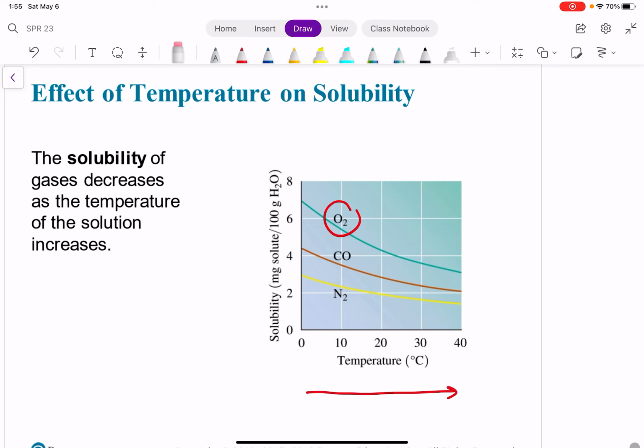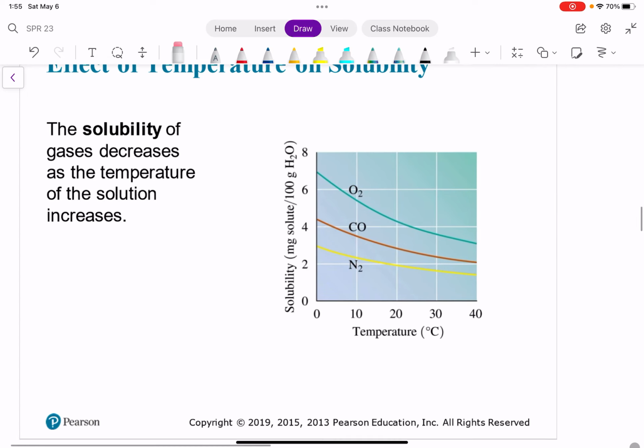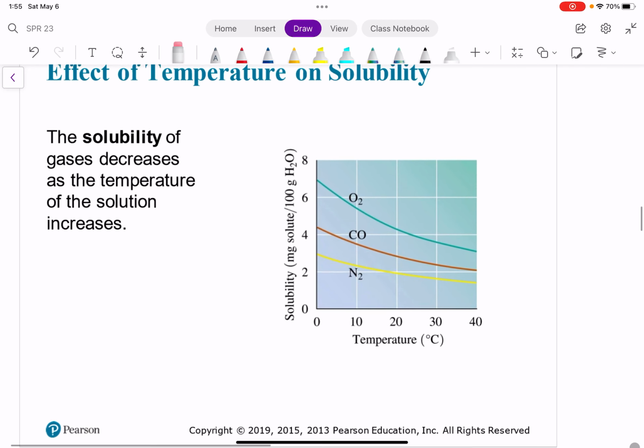And the reason that happens is because as you raise the temperature, with global warming, the amount of oxygen that can stay dissolved in the water is also decreasing. So we have less and less of that oxygen able to be dissolved in that water. Yeah, so kind of interesting. And then you'll notice it for carbon monoxide and for nitrogen as well.